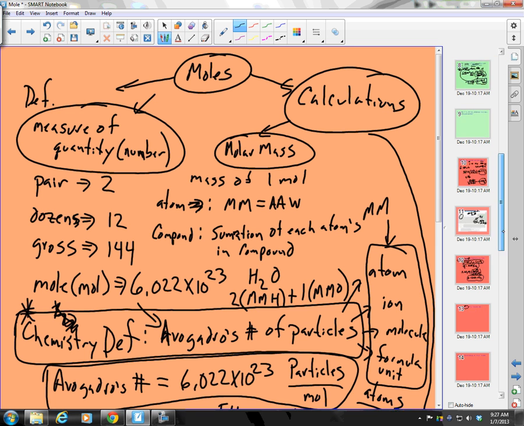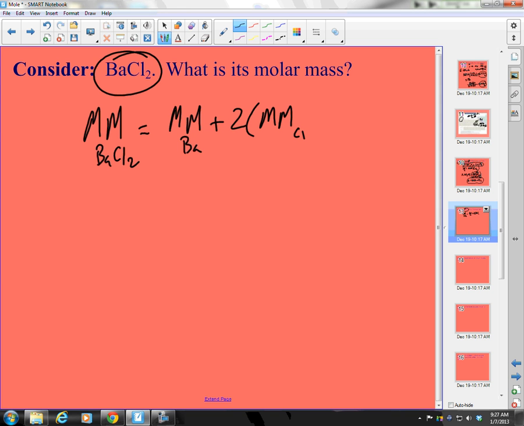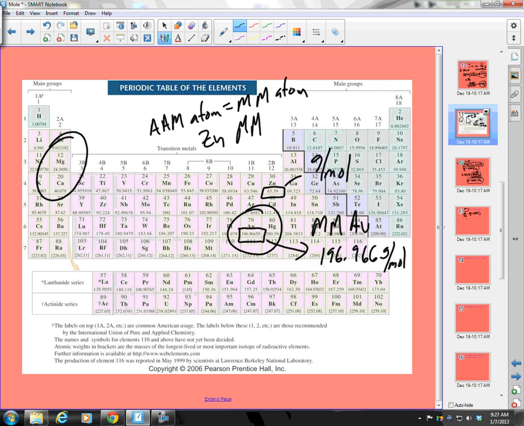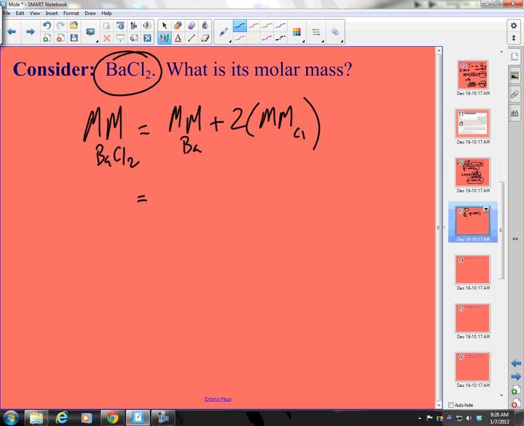Now, let's do that with our specific question here. I have barium chloride. That means the molar mass for barium chloride is going to be equal to what? 1 times the molar mass of barium plus 2 times the molar mass of chlorine. Got it? So where do we find those? On the periodic table. What is barium? Let's clean this up a bit. Abracadabra. Just like magic. Where's barium? Barium is right here. Looks like it's 137.32.